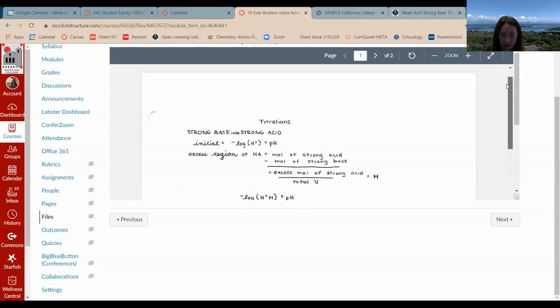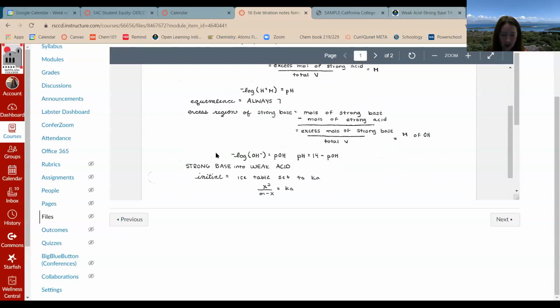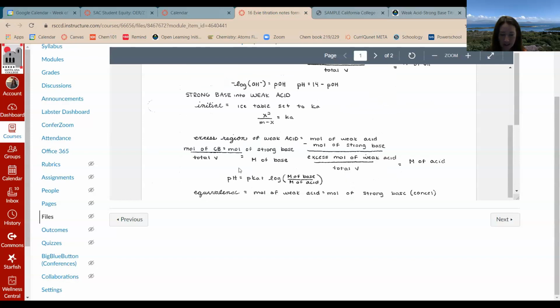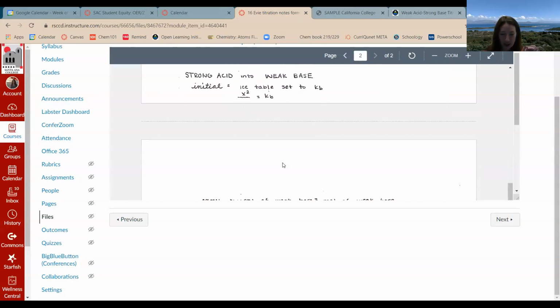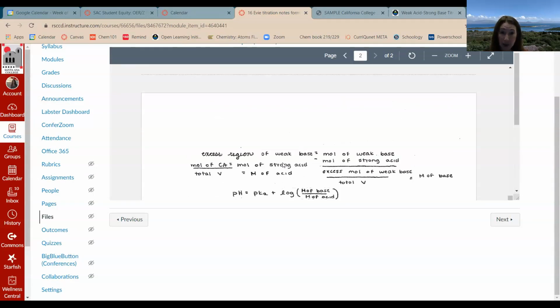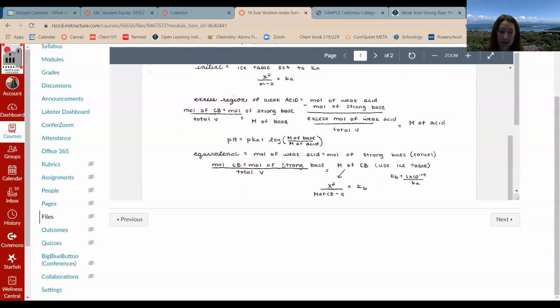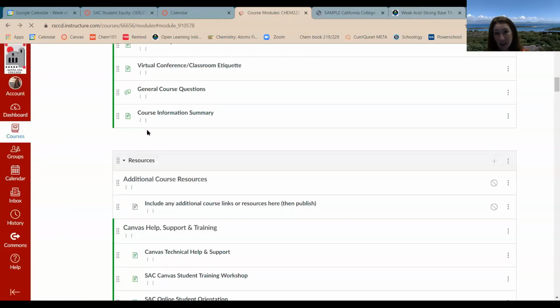So here's a strong base and strong acid. Here's initial equivalence, and then here's strong base weak acid. It's kind of like everything we're doing, and she just put it into these cute little baby tiny notes. It's the whole chapter in 1.5 pages of notes. People found these very handy, and I literally just call them Evie's titration notes because her name was Evie.